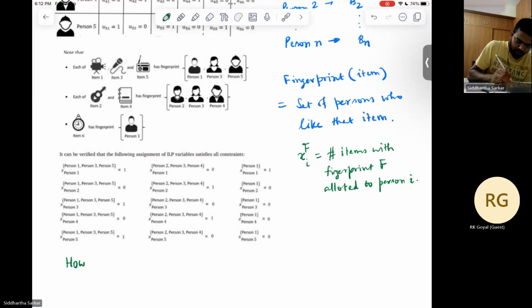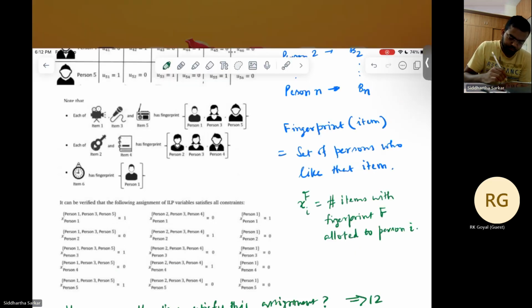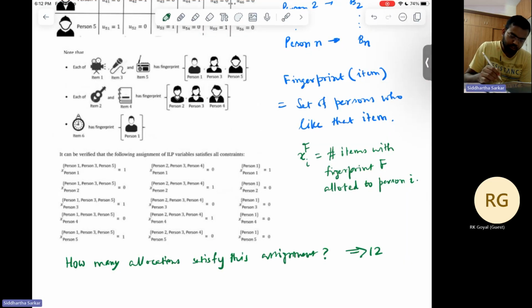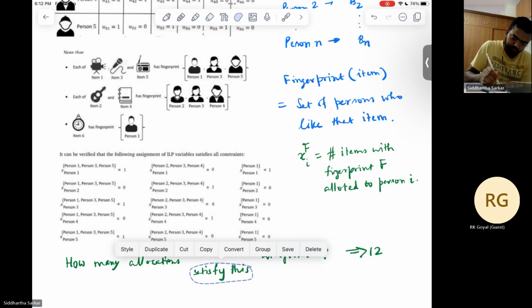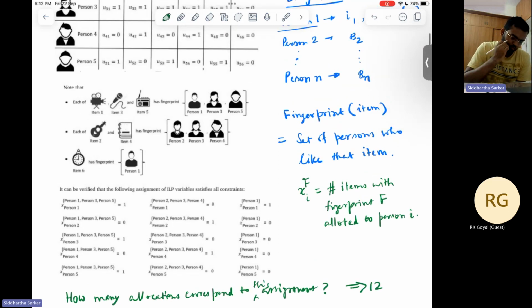So how many allocations satisfy this assignment? The answer is 12, and the question is why. How many allocations correspond to this assignment? So now, what is the assignment? The assignment is given to you: one of the items with fingerprint 135 is given to person 1.